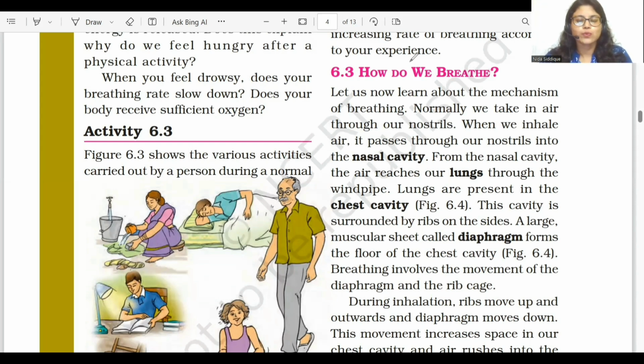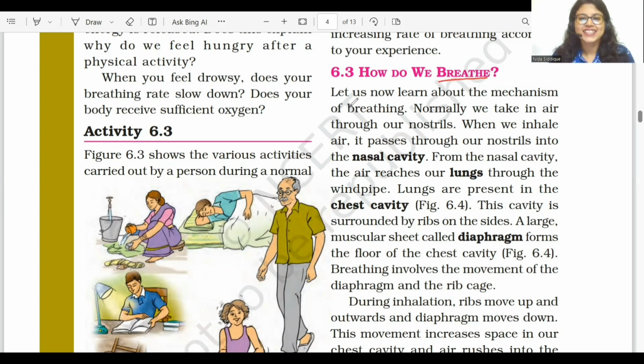So last video में हमने पढ़ा था कि respiration क्या होता है. We have also learned about the two types of respiration, the one which requires oxygen for breakdown of food. So this was aerobic respiration. And there is another respiration in which oxygen is not required, that is anaerobic respiration. Apart from that, we have also learned about breathing rate. Today, we are going to learn a very interesting concept, that is how do we breathe?